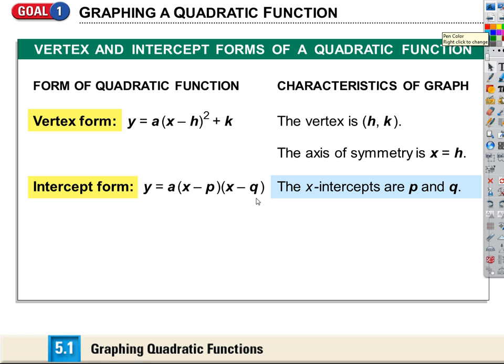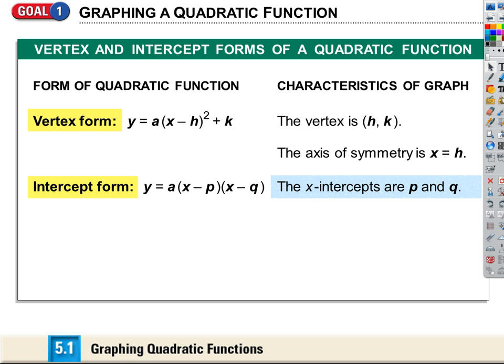Okay, so when we write it in this form, y equals a times the quantity x minus p times the quantity x minus q. P and q are the x-intercepts. So that's where it's crossing the x-axis. So this one would only be applicable if the parabola actually does intersect the x-axis, and it doesn't have to. But if it does, this works.